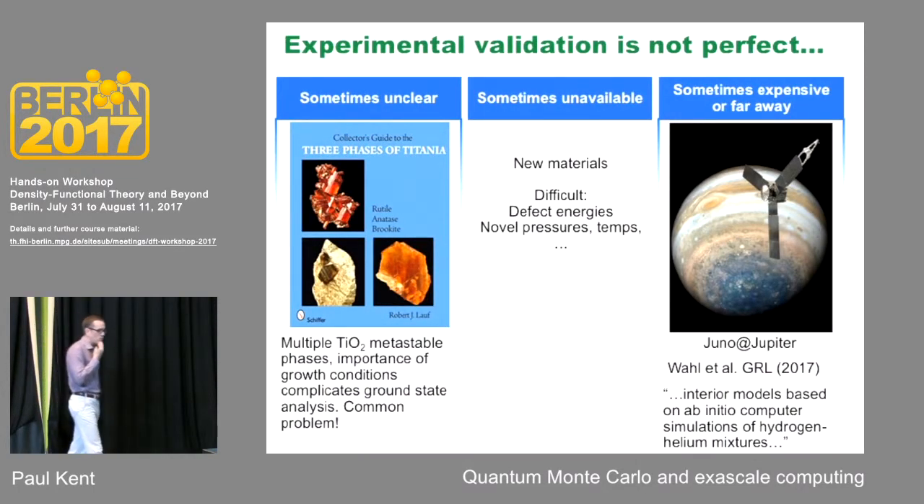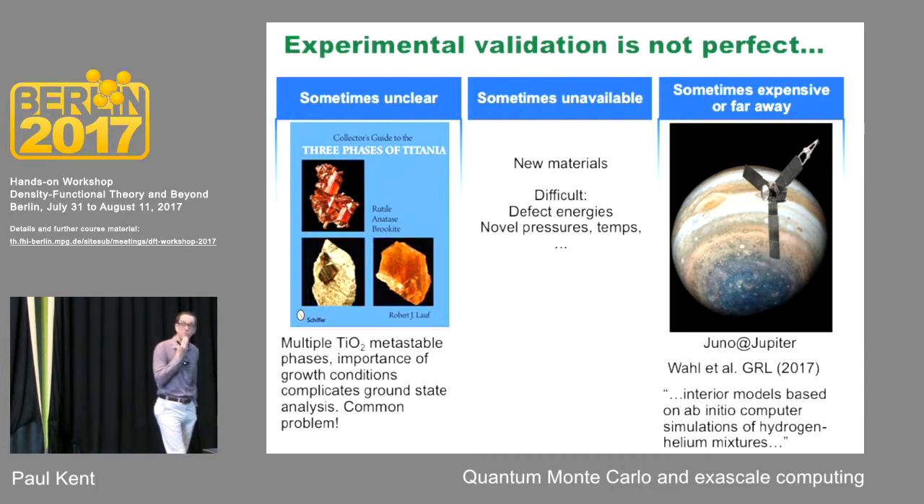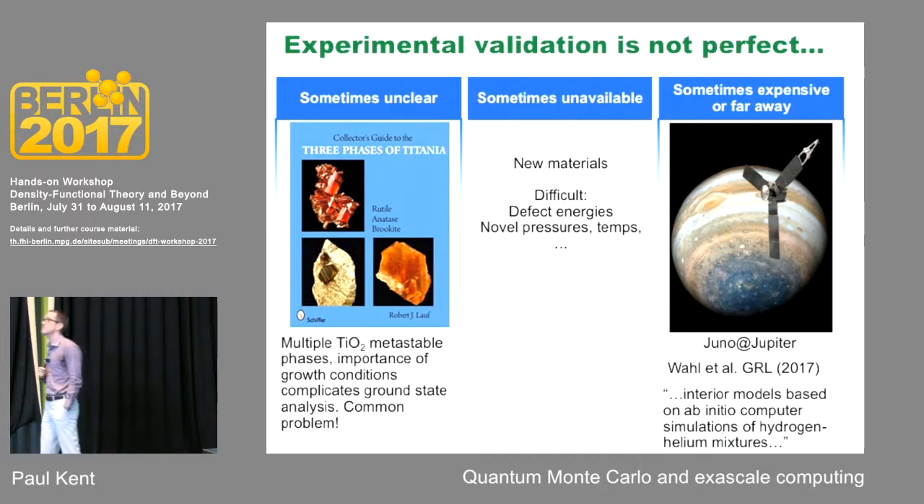Now, you might be thinking, well, why don't I just validate with respect to experiment? And of course, we're definitely going to do that, but as we've heard, we have to be careful in how we do this, because sometimes the interpretation is a little ambiguous, and so I'm showing three particular concerns that we might have here. So on the left here, sometimes the experimental interpretation is unclear.